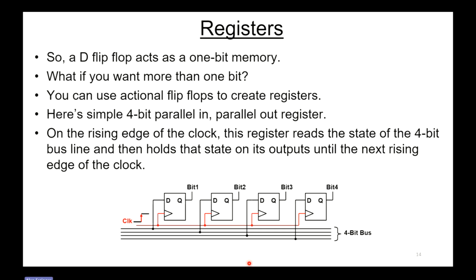So a D flip-flop acts as a 1-bit memory. What if you want more than 1 bit? Well, you can actually just add additional flip-flops and create a register. So here's a simple 4-bit parallel in, parallel out register. So on the rising edge of the clock, this register reads the state of this 4-bit bus line and then holds that state on its output until the next rising edge of the clock. I think this is very straightforward.